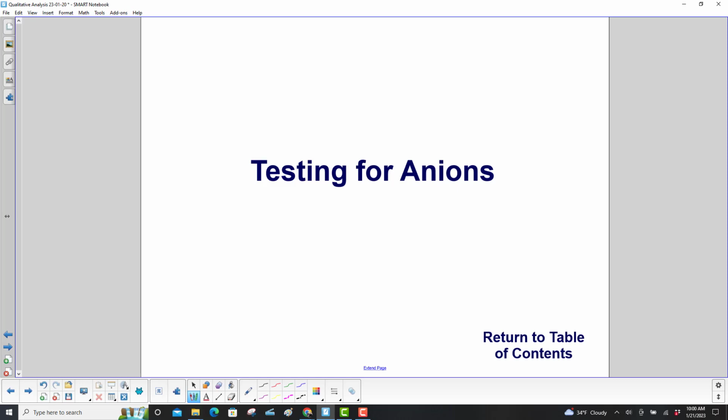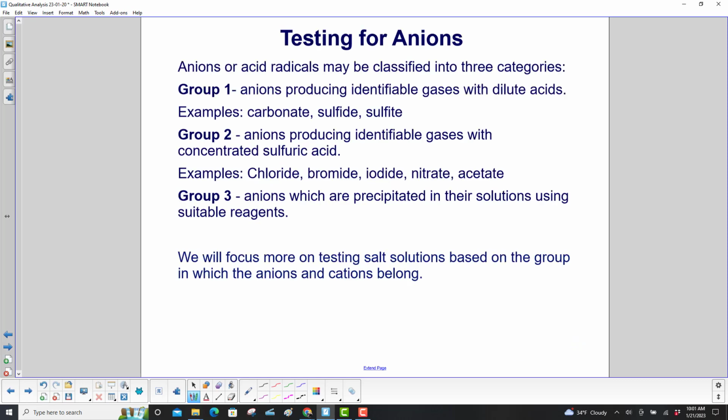Testing for anions. Anions, or acid radicals, may be classified into three categories. Group 1. Anions producing identifiable gases with dilute acids, such as carbonate, sulfide, and sulfite. Group 2. Anions producing identifiable gases with concentrated sulfuric acid. Examples: chloride, bromide, iodide, nitrate, and acetate. And finally, Group 3. Anions which are precipitated in their solutions using suitable reagents.